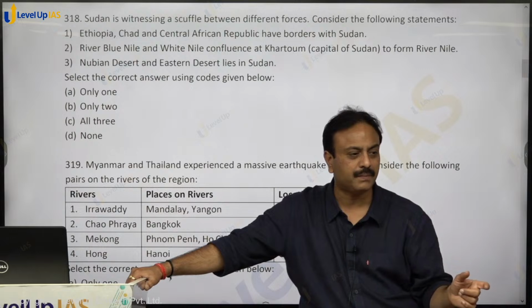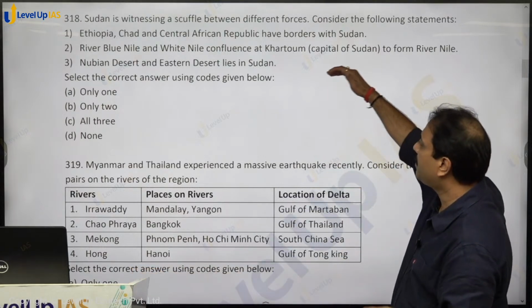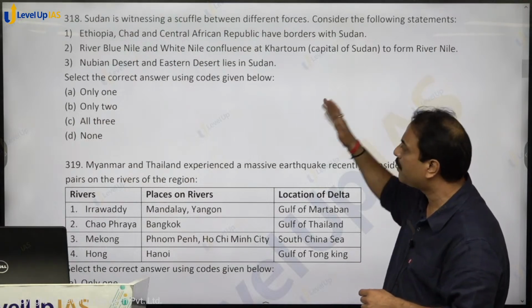Alexandria, a port in Egypt. It is mentioned over there also. Even now it is there. So river Blue Nile, White Nile confluence at Khartoum, the capital of Sudan. It's correct, to form river Nile.